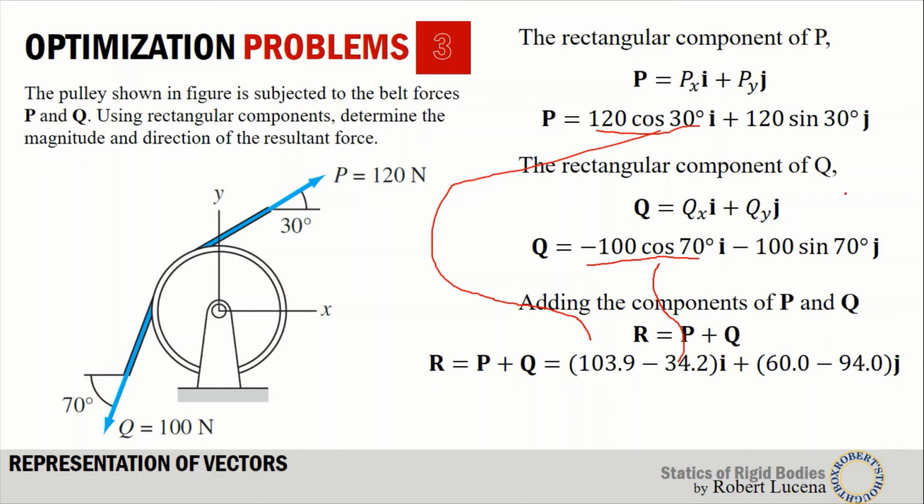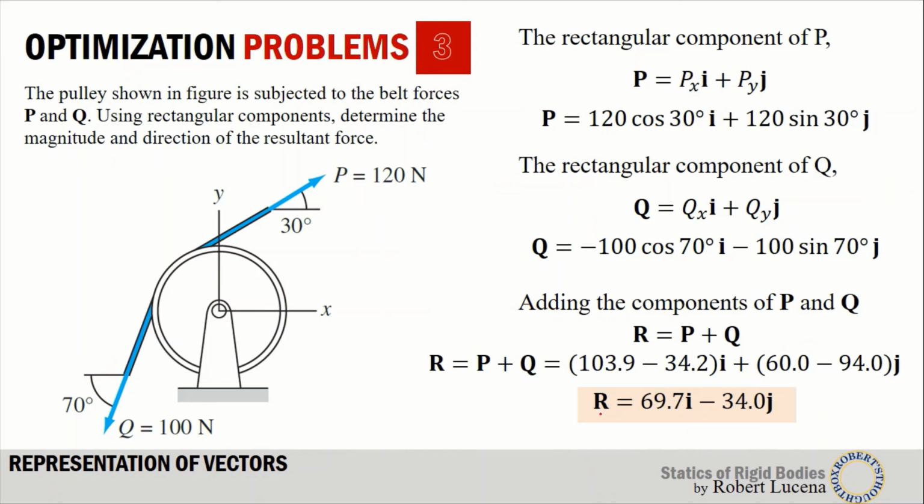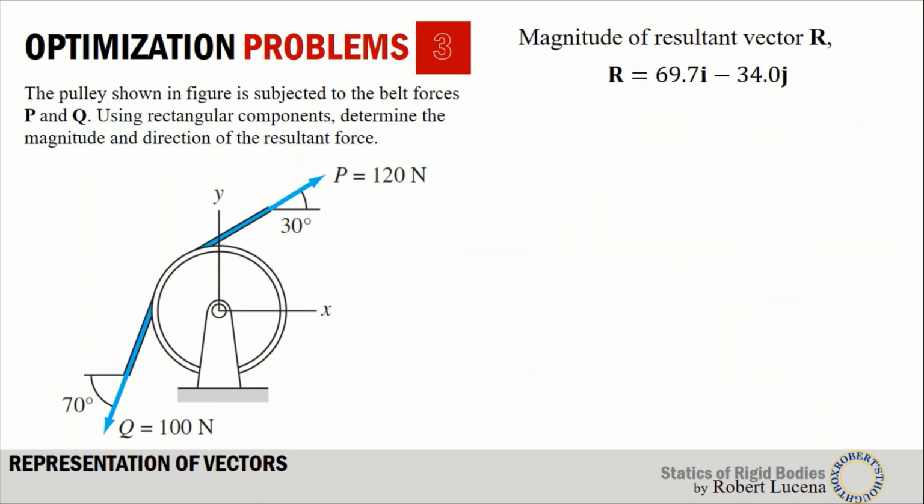And for the j, simply add the coefficients of j. We have 120 sine 30, I have just directly computed the value of this one, and minus 100 sine 70, this one. So we get the sum of P and Q by adding up the coefficients of i and coefficients of j. Now we get the value of the resultant. R is equal to 69.7i minus 34j.